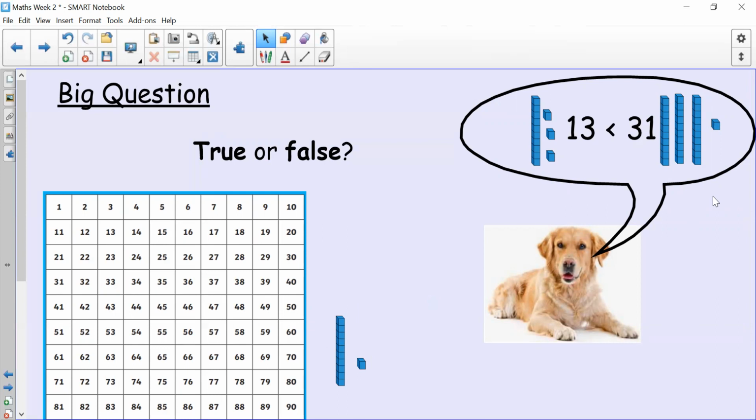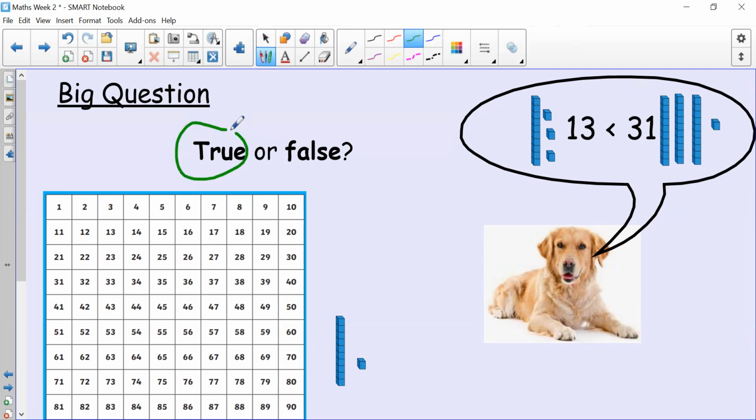Right, so did you remember that we compare the tens first, and if a number has more tens, then it is the greater number, or if a number has less tens, it is the smaller number. So we can see that in 13, there's only 1 ten, in 31, there's 3 tens. So we can know straight away, without even thinking about the ones, that 13 is less than 31, because 1 ten is less than 3 tens. So that was true, Stevie. You're absolutely right. I wonder how you worked it out at home.